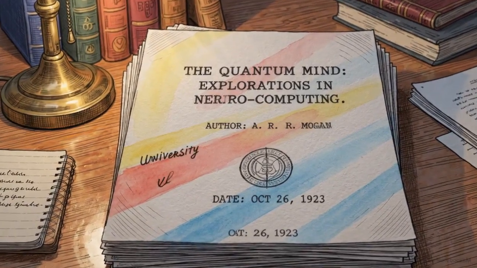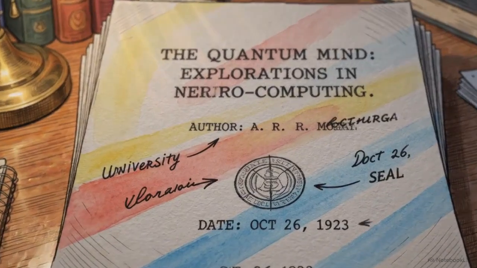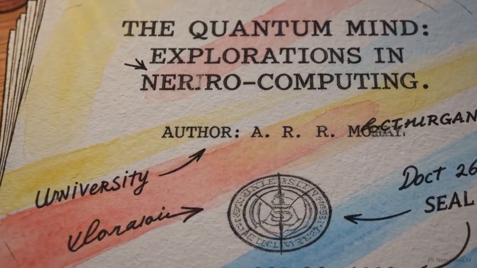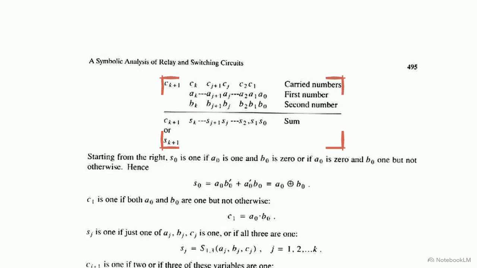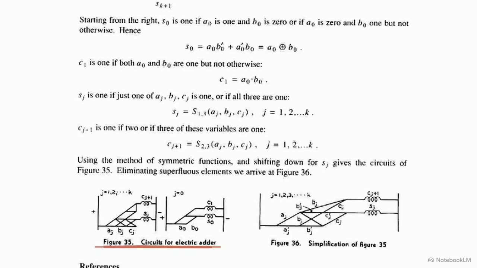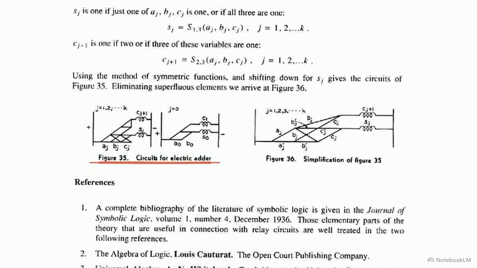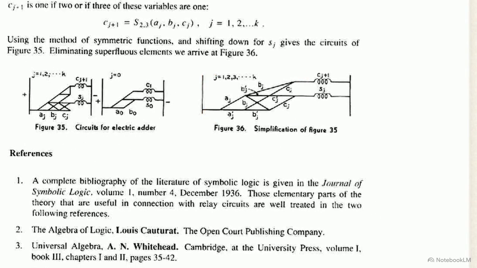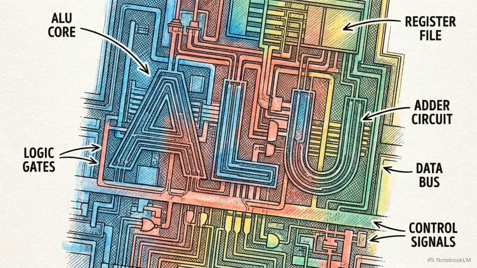While these reductions saved space and money, Shannon used the final pages of his thesis to reach a much larger conclusion. He realized that if switches process logic, they can also process arithmetic. In figures 35 and 36, he describes an electric adder. This arrangement of switches allows the hardware to add binary numbers and automatically carry the remainder to the next position. This logic is the basis for the arithmetic logic unit found in modern processors.